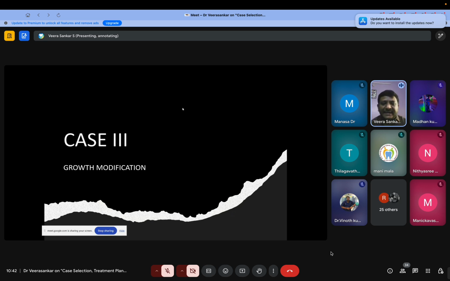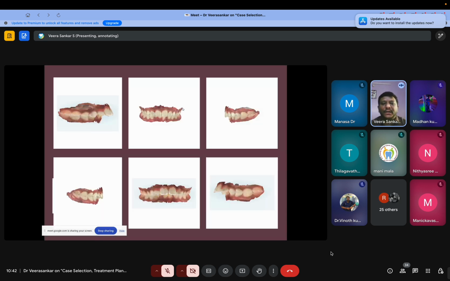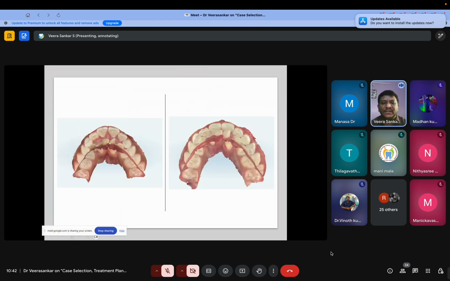Going on to the class 2 growth modification case. This patient reported to the clinic with a class 2 mandibular retrognathism. The suggested treatment plan was to go ahead with mandibular advancement because the patient is only in cervical vertebral stage 2 with 65 to 85% of the growth left over, and we went for twin block advancement therapy because the anteriors of the lower jaw are impinging on the palatal mucosa.